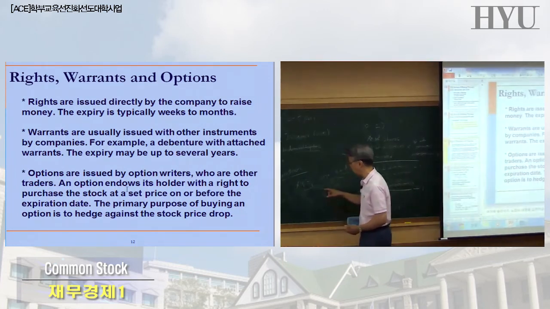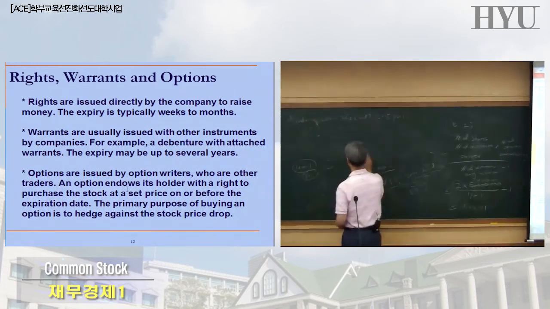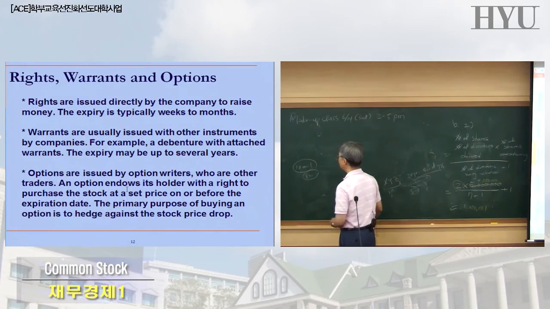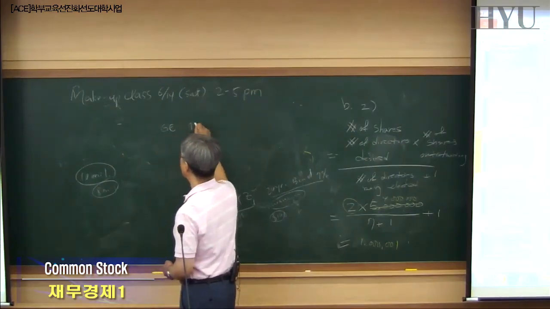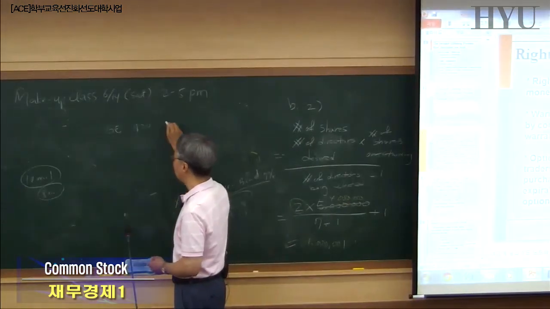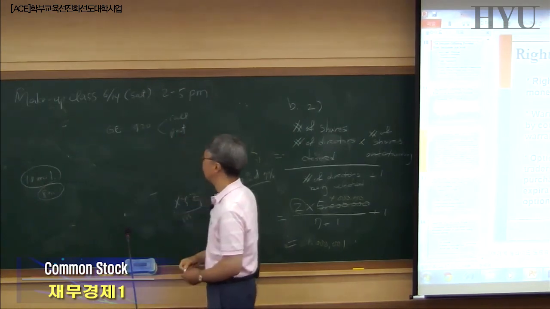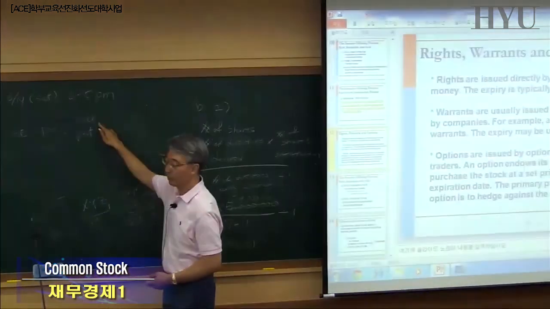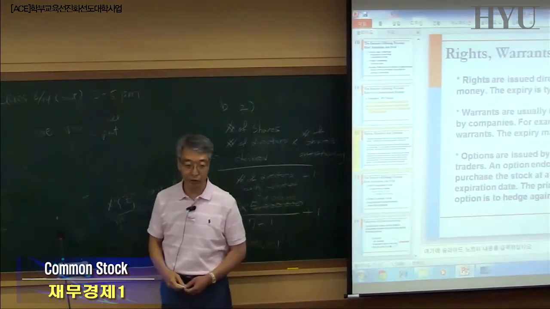Let's say GE, the current stock price is $20. And there are actually call options and put options. A call option means you have a right to purchase the stock. A put option means you have a right to sell this stock.